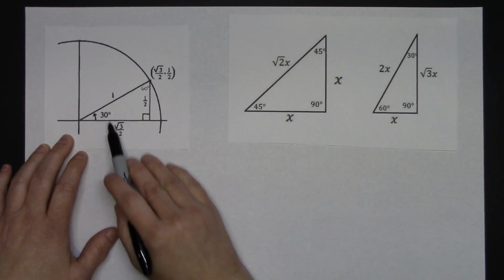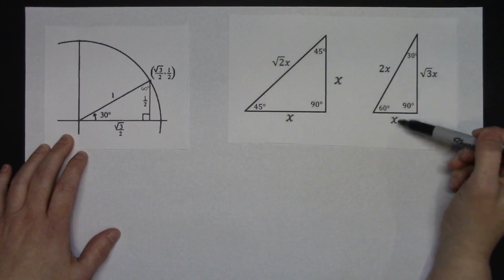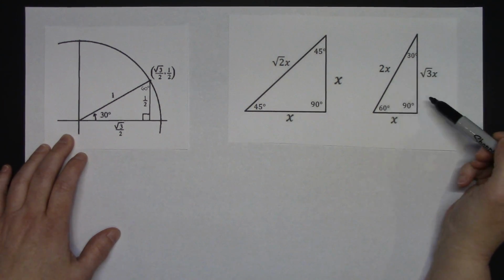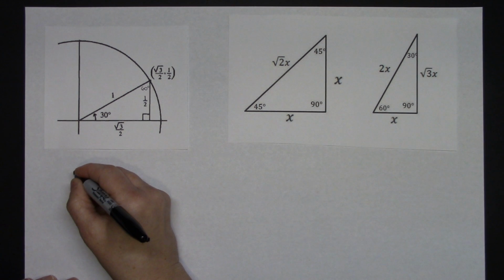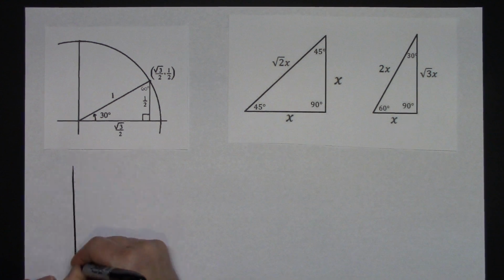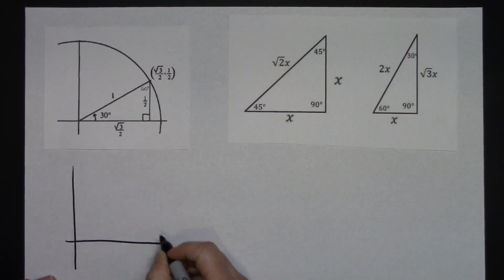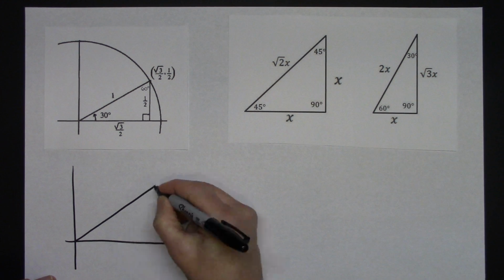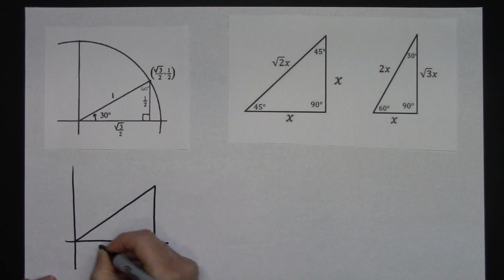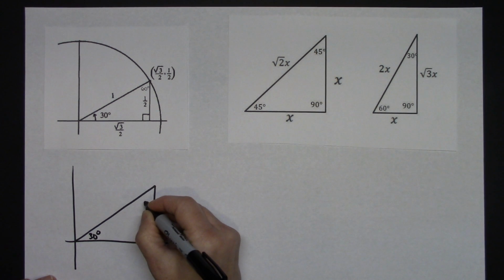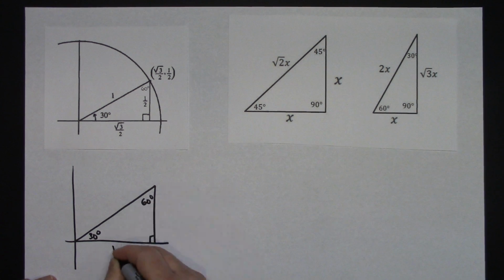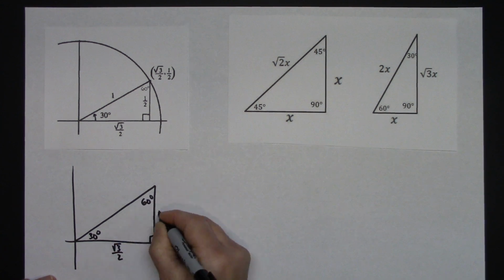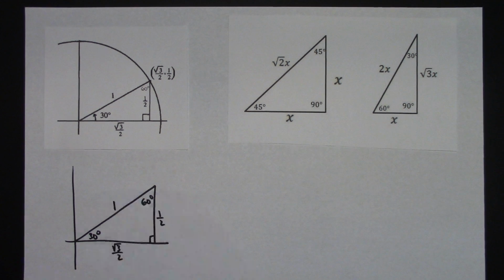Now we're going to take these three sides and manipulate them so that it corresponds to this reference triangle over here. I am going to attempt to redraw this so that we can write on it. Not really drawing to scale, but about the best I can here. 30 degrees right there, 60 degrees right here, this side square root of 3 over 2, this side 1/2, and this side 1.